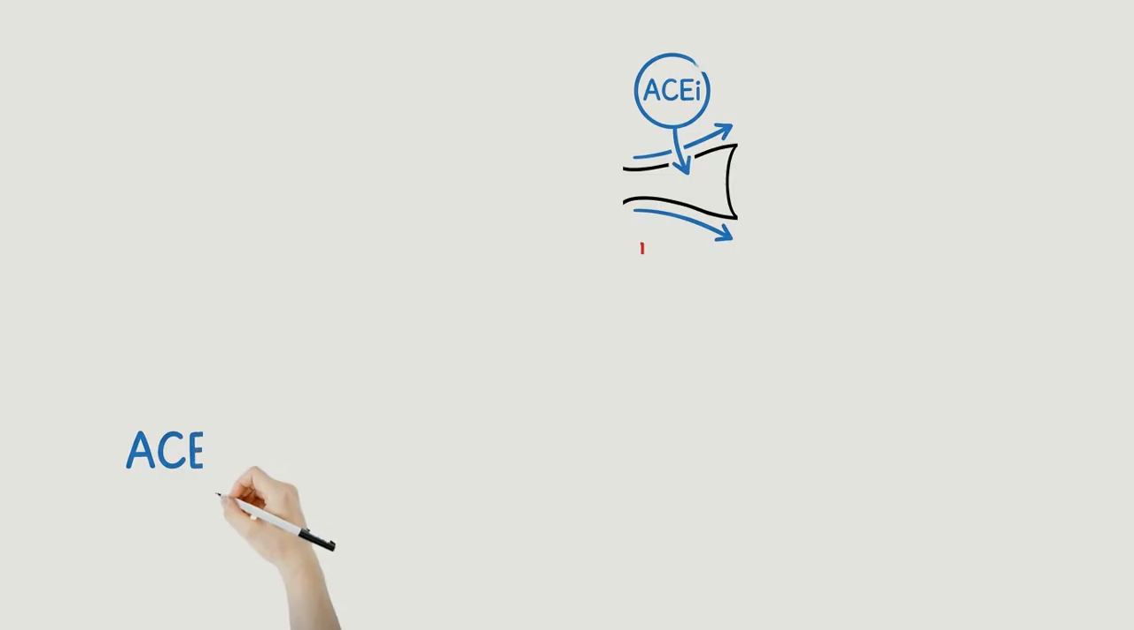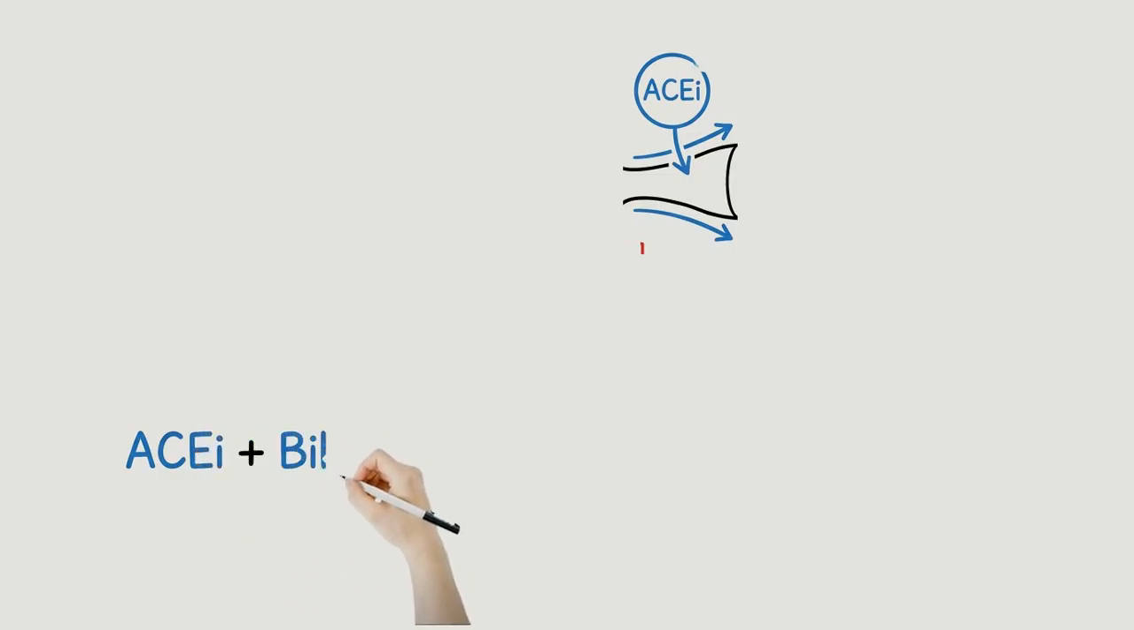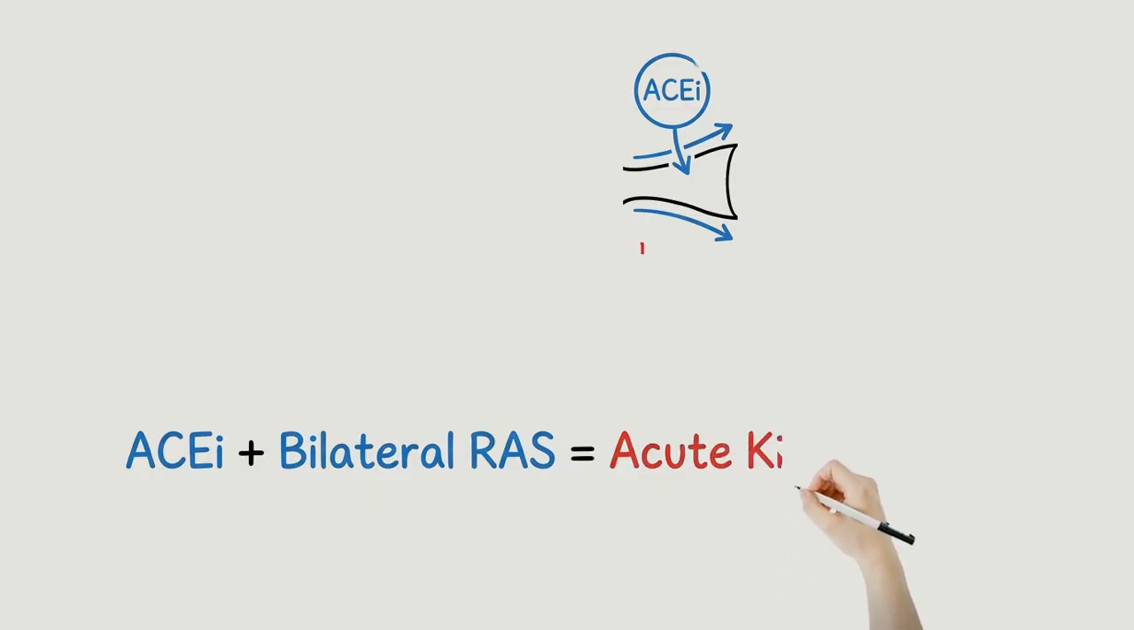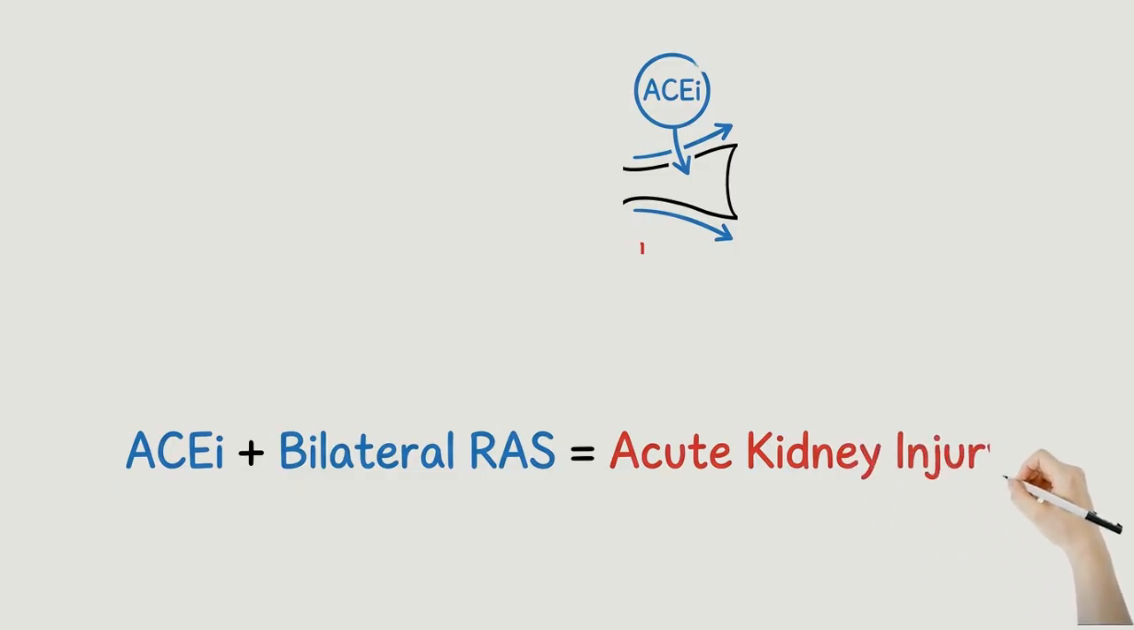But in a patient whose GFR depends entirely on efferent constriction to maintain pressure, that dilation is disastrous. Think bilateral renal artery stenosis. Think severe heart failure. Think severe volume depletion. In those settings, ACE inhibitor plus efferent dilation equals acute kidney injury. ACE inhibitor plus bilateral renal artery stenosis equals AKI. That is everywhere on the exam.